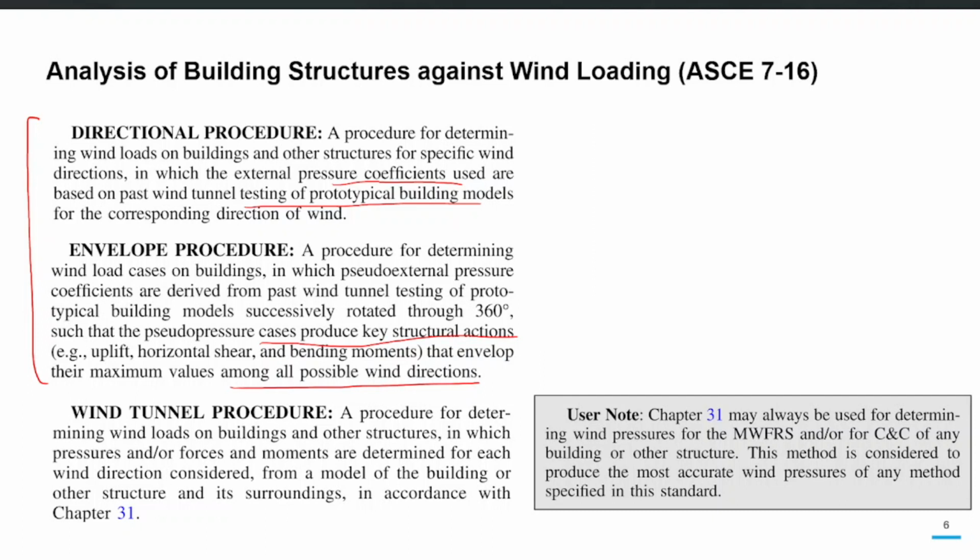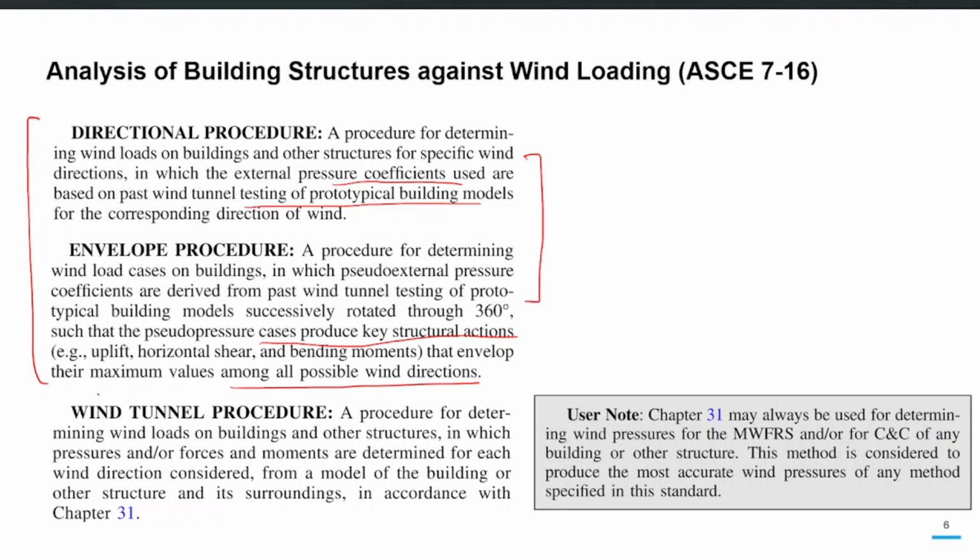So the building model, which was actually used for wind tunnel testing to derive the pressure coefficients, was rotated for all 360 degrees, and the envelope values are recommended to develop the equivalent static envelope procedure. So in this manner, both of these procedures are different, although they are based on detailed experimental wind tunnel testing, but they are different because the experimental approach used in deriving those external wind pressure coefficients was different.